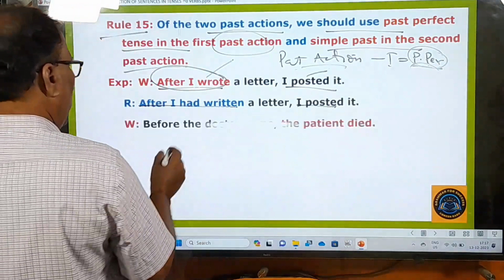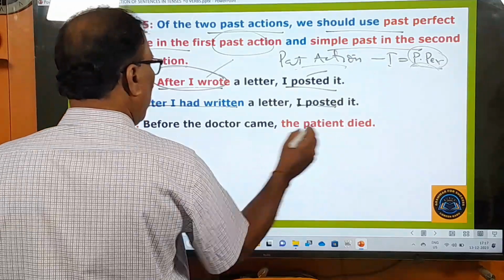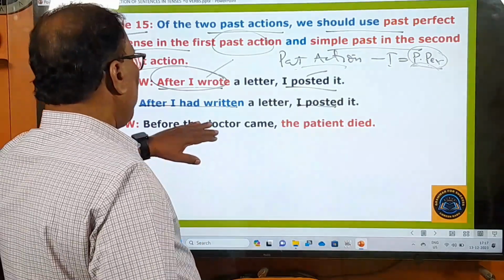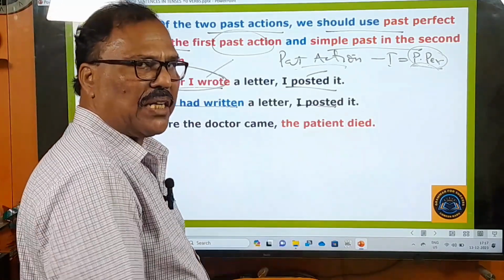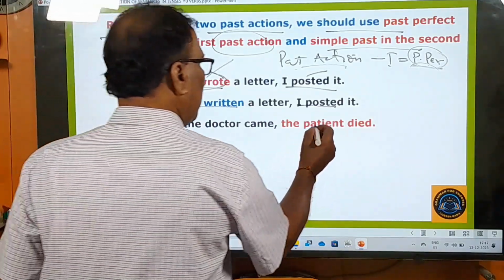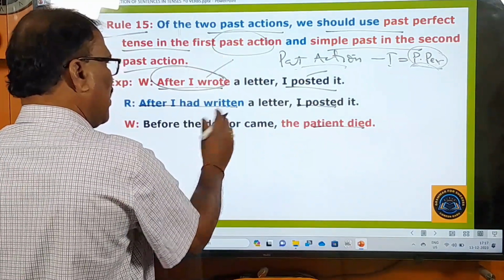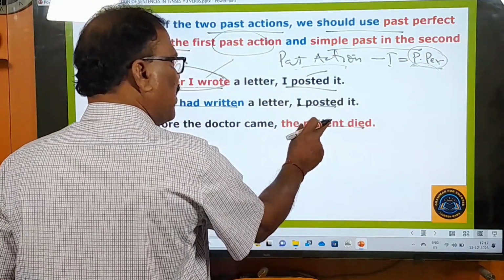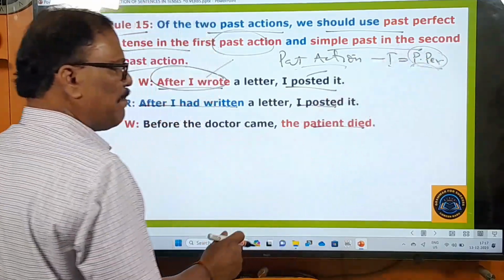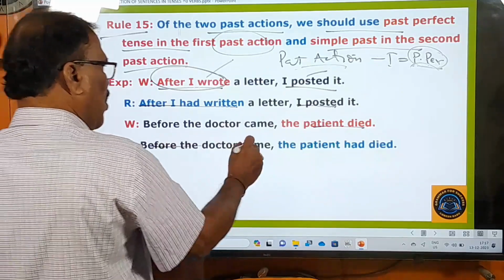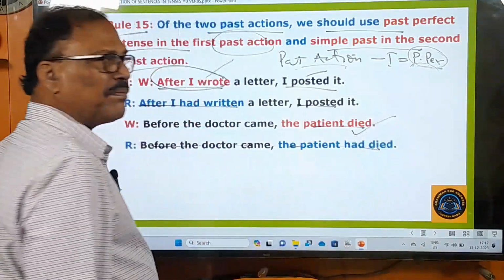Similarly, other examples. Before the doctor came, the patient died. Which action happened earlier than the other? Whether the coming of the doctor or the patient died. Which action happened earlier? Only the patient died first of all. That is the first action. This is the second action. So this first action must be put in the past perfect tense, but it is put in the simple past tense. And that's why this is a wrong sentence. Before the doctor came, the patient had died.